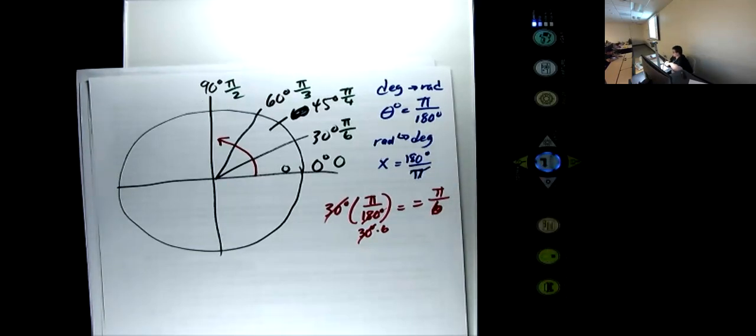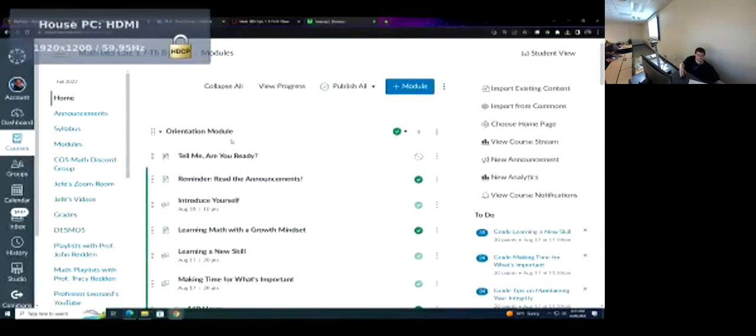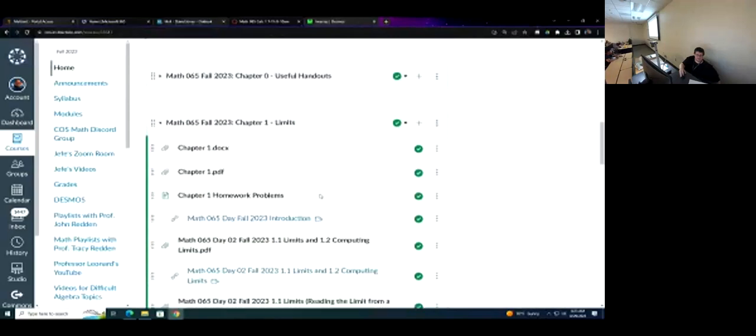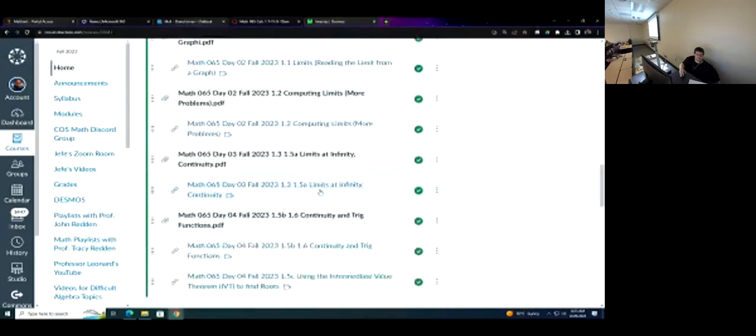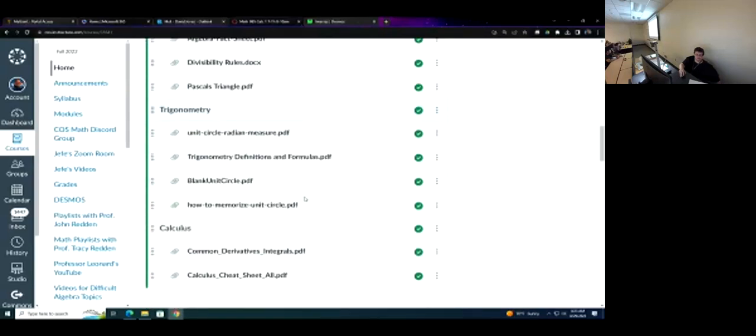I have some good resources in Canvas for those of you that are a little rusty on your trig, under useful handouts. There's a little stuff on it, and even a blank unit circle you can practice with. I'm going to put a link in here to a video that shows how to use the left hand rule for memorizing angles. I need to add that link.